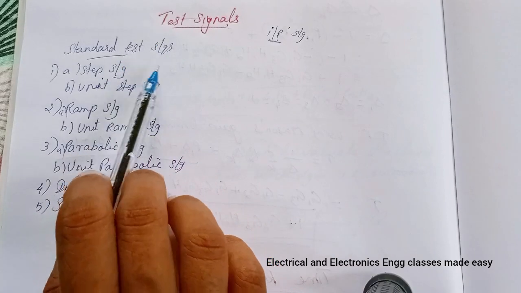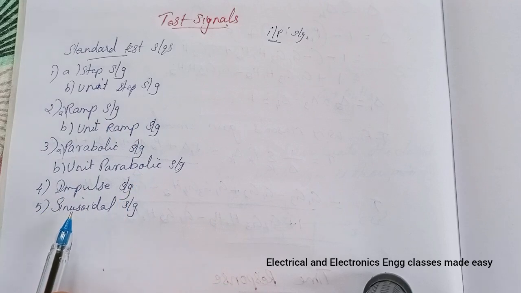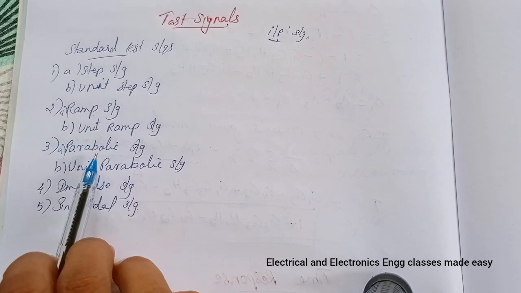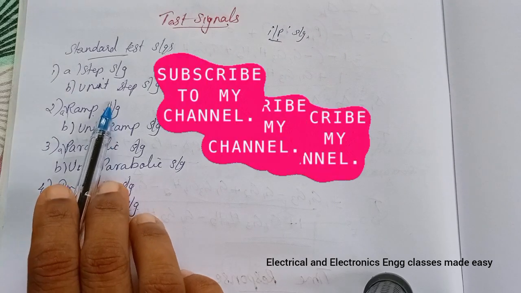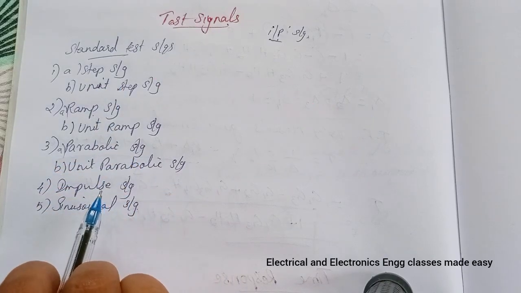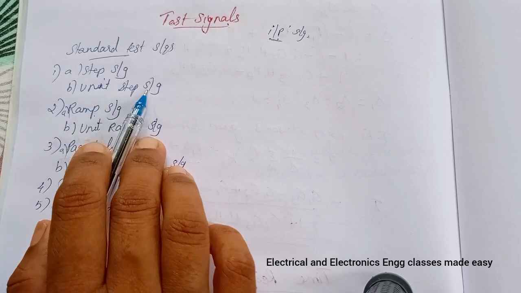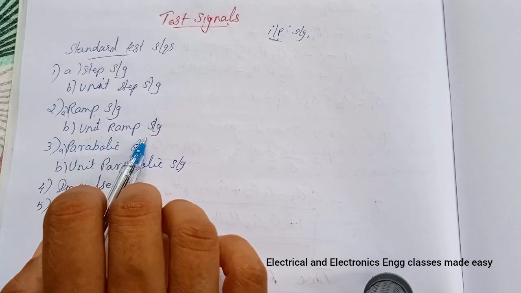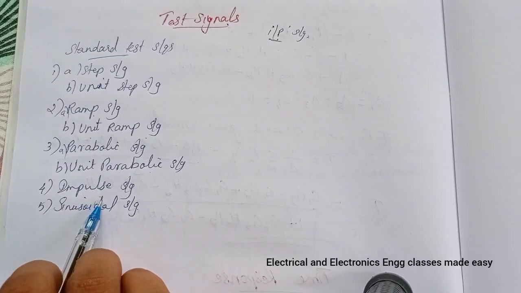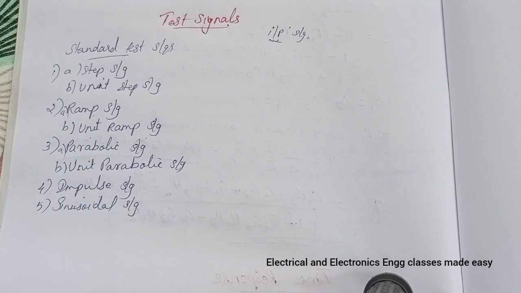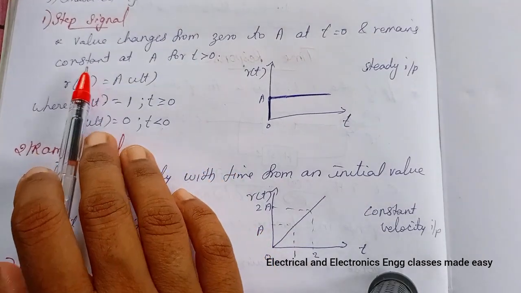The commonly used test signals are impulse, step signal, ramp signal, parabolic signal, and sinusoidal signal. So these are the standard test signals: step signal and unit step signal, ramp signal, unit ramp signal, parabolic signal, unit parabolic signal, then impulse signal and sinusoidal signals. Let us study the test signals in detail.